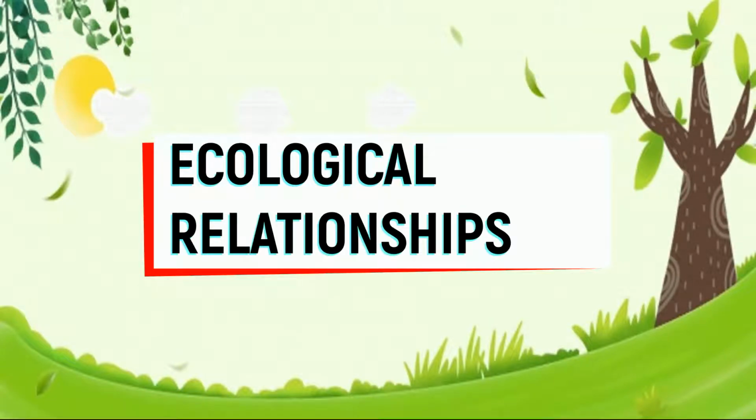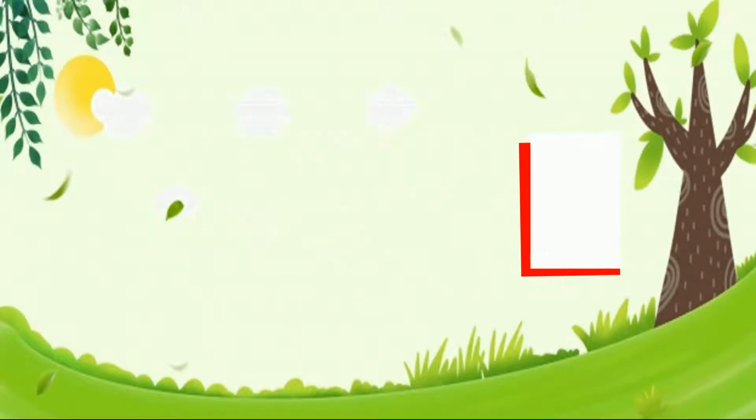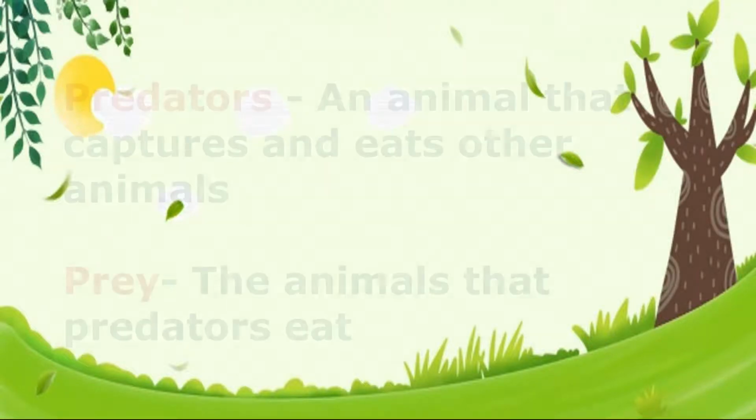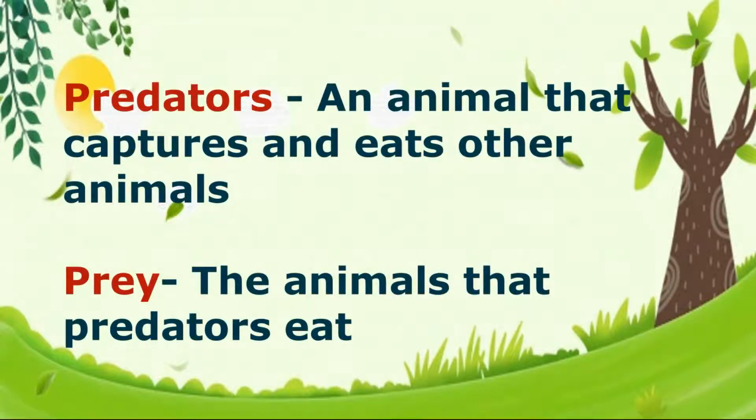Let us now discuss about ecological relationships. 1. Predation. It happens when animals kill and eat other animals. There are 2 organisms involved, the predator and the prey. When we say predators, an animal that captures and eats other animals. And when we say prey, the animals that predators eat.